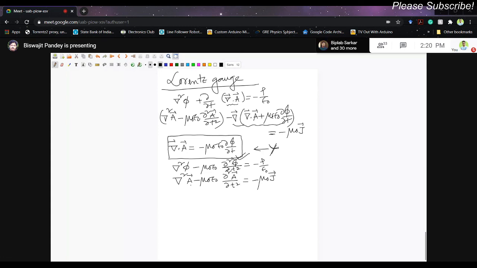For phi and A, you can clearly see it, and both of them are representing two wave equations. You see, phi is a wave, A is a wave, but of course they are inhomogeneous equations. We have some source term on the right hand side. If you compare with the wave equation for electric field and magnetic field in vacuum, there were no terms on the right hand side, right?